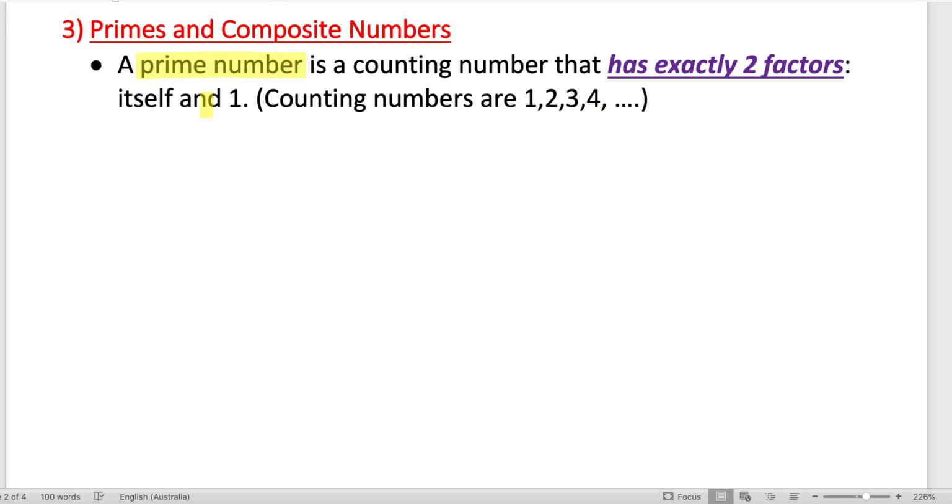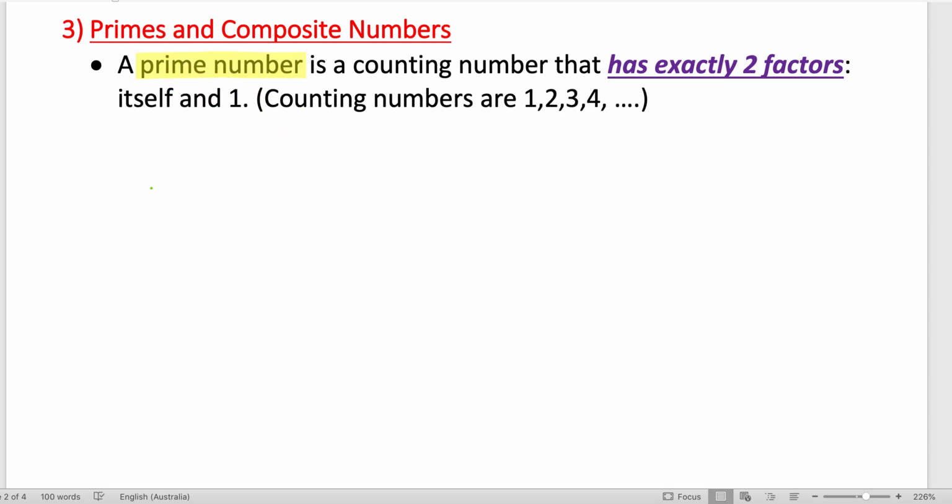And what is it saying? It has exactly two factors that are itself and 1. Remember that when we were doing the factors just before, we were saying that 1 is always a factor of a number because I can divide any number by 1. So 2 divided by 1 is 2. 3 divided by 1 is 3. A million divided by 1, a million. 763 divided by 1, it's 763. So I can divide any number by 1. So those numbers that only have those two factors, 1 and itself, is what we define as a prime number.